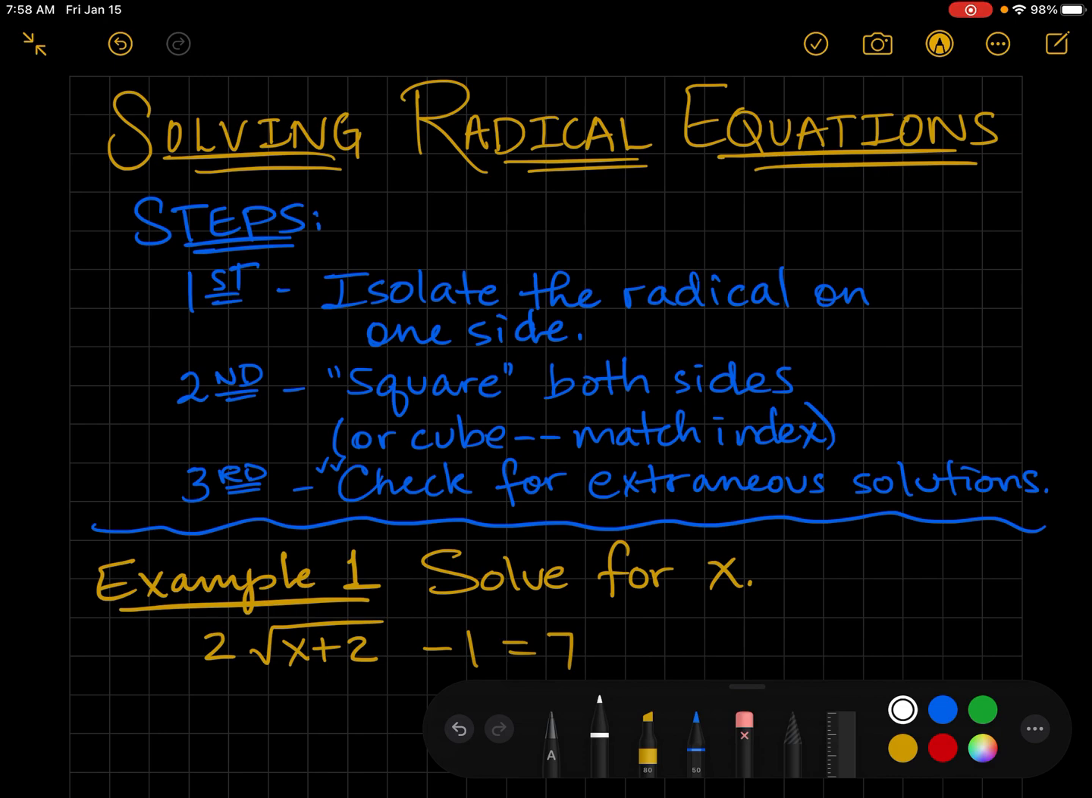That's if it's a square root, but if it's a cube root, you cube both sides and so forth and so on. Next, and most importantly, we're going to check for extraneous solutions. Again, remember, extraneous means that you found them correctly, but they're no good. They just don't solve the original equation.